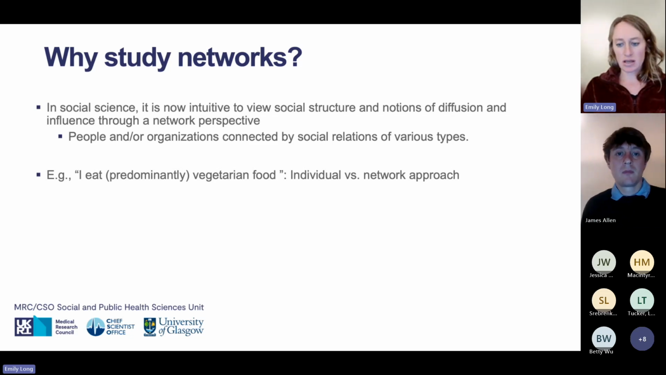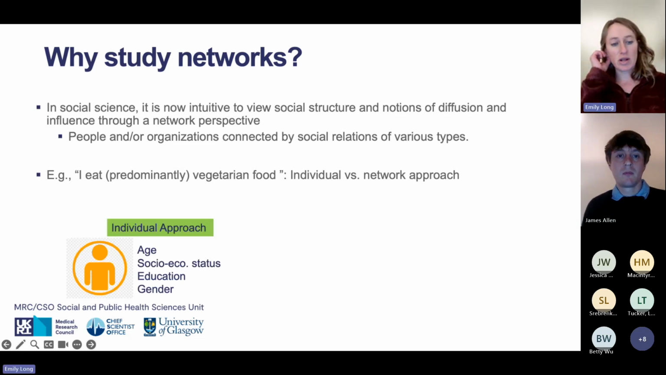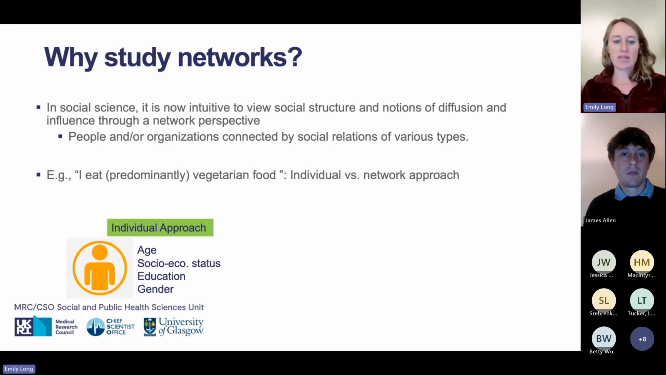If you're taking an individual approach to understanding why someone has chosen to eat vegetarian food, you would probably look at things like their age, their SES, maybe how much education they have, what their gender is, and you would try to determine what things about this individual made it so that they eat vegetarian food.